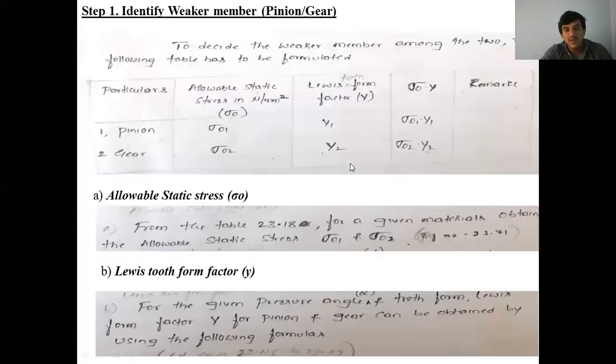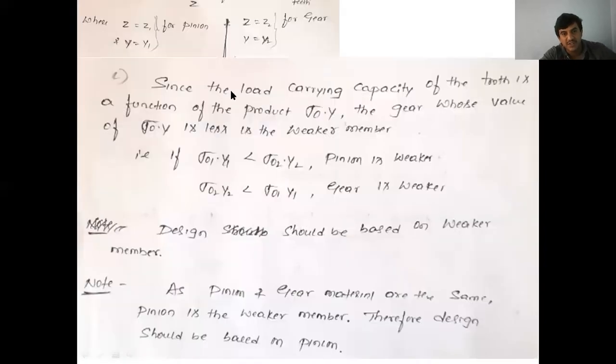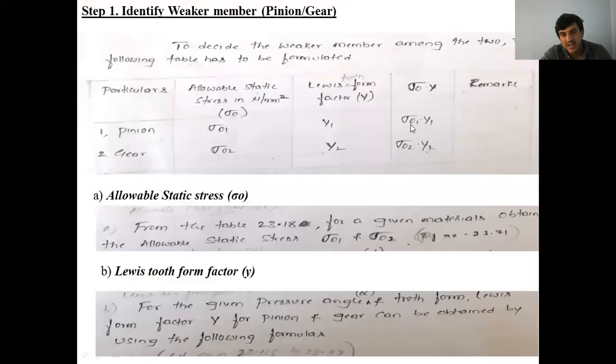Next. Now we put, for the pinion, y is equal to y1, z is equal to z1 in that equation, right? Put for the pinion y is equal to y1, z is equal to z1, then we'll get the y1 equation. For the gear, z is equal to z2, y is equal to y2 we will get. Then you calculate sigma naught 1 into y1, sigma naught 2 into y2, and see which is the smaller value. That sigma naught into y shows the load carrying capacity.